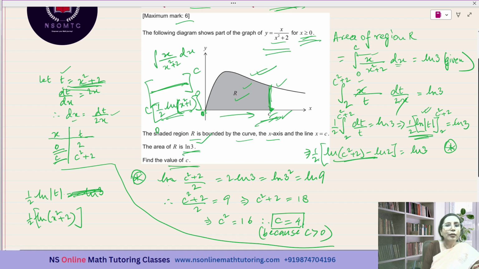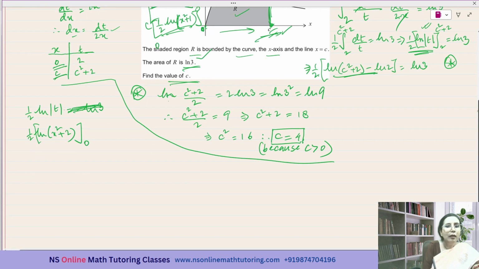Okay. So, 0 to c, this should be equal to ln of 3. And I can multiply the entire equation by 2. So I get, and also I'm substituting these. So it is ln of c squared plus 2 minus ln of 0 square plus 2.